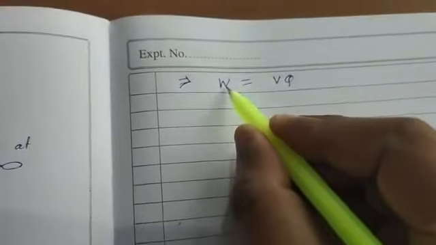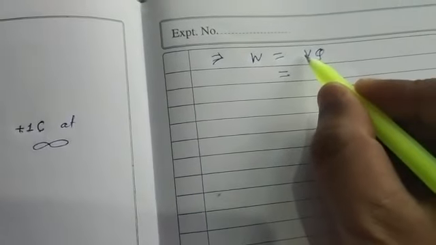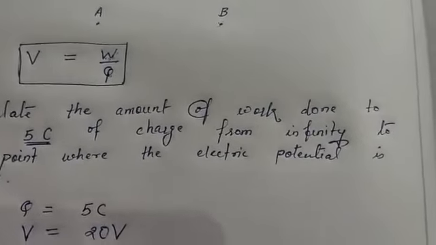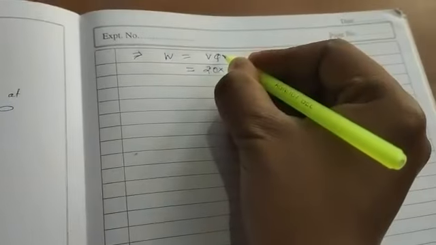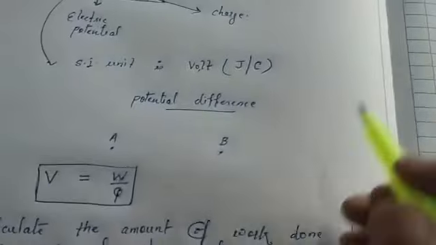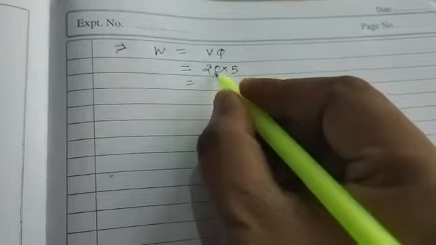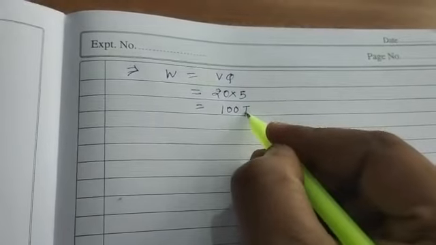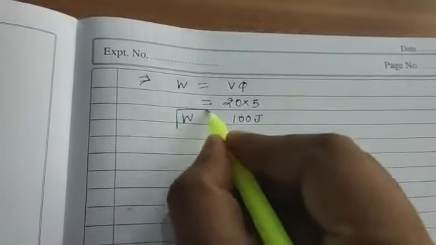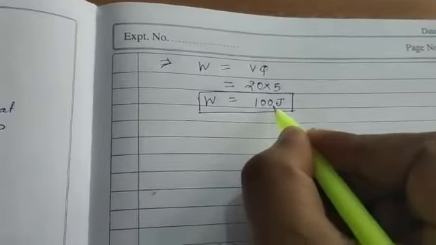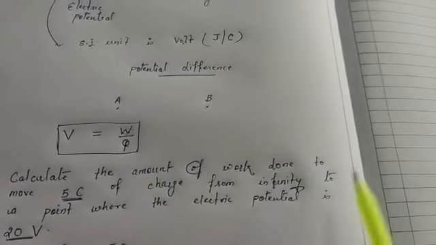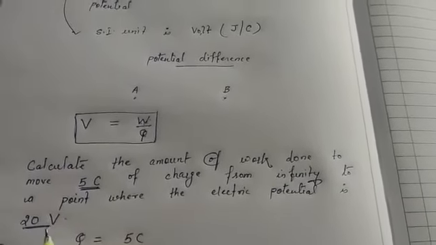This W is to be calculated. In place of V, we write 20 volt, and in place of Q we write 5 coulomb. So 20 multiplied by 5 is nothing but 100. Since the SI unit of work is joule, the answer is 100 joule. That is, we have to do 100 joule of work in moving 5 coulomb of charge from infinity to a point where the electric potential is 20 volt.